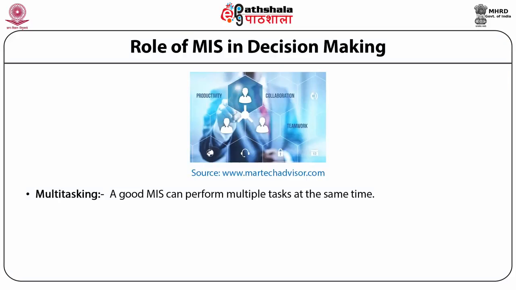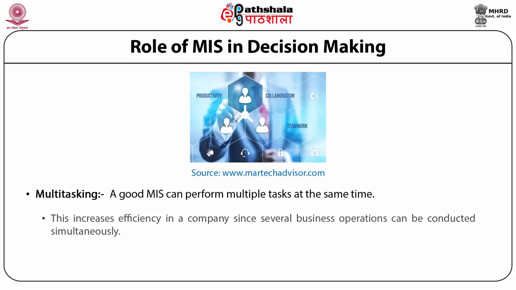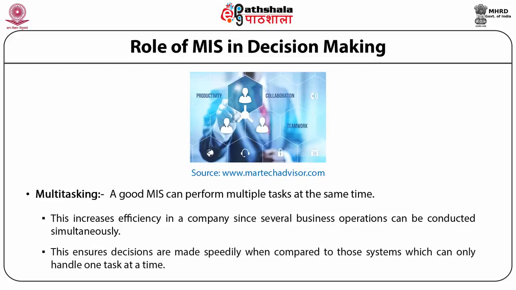Multitasking. A good management information system can perform multiple tasks at the same time. This increases efficiency in a company. Since several business operations can be conducted simultaneously, this ensures decisions are made speedily when compared to those systems which can only handle one task at a time.